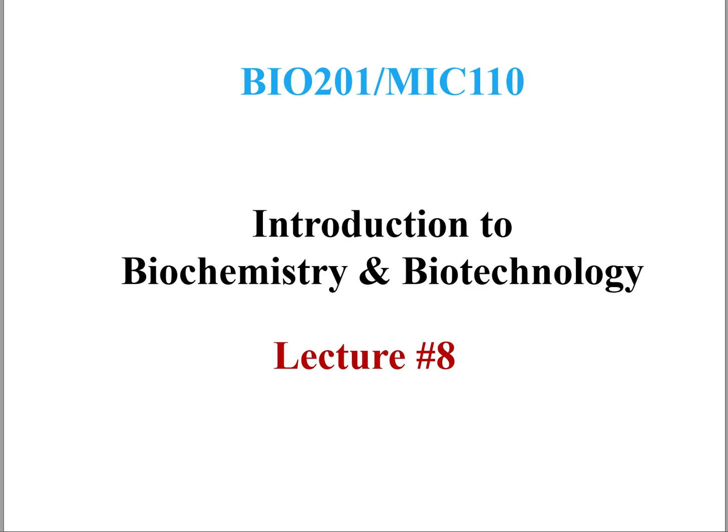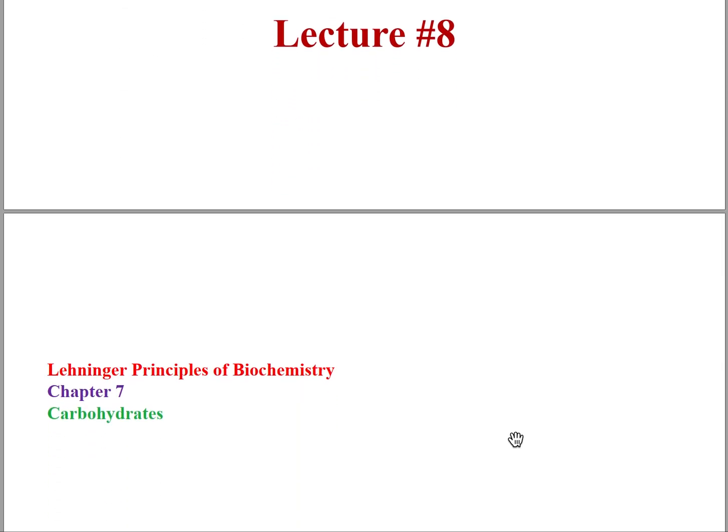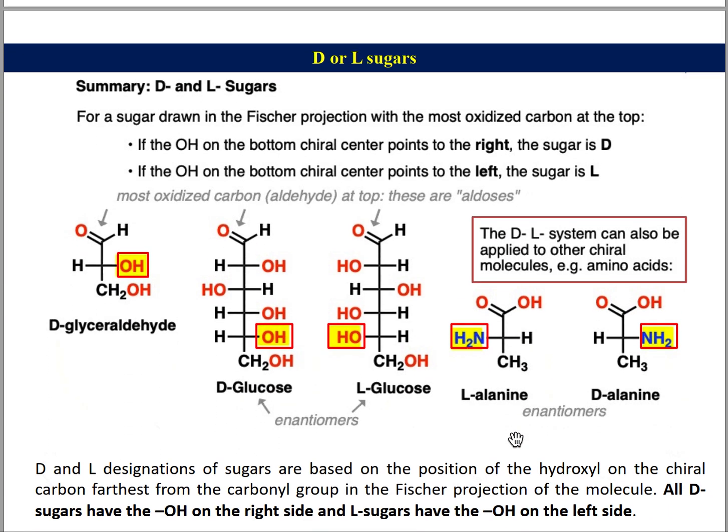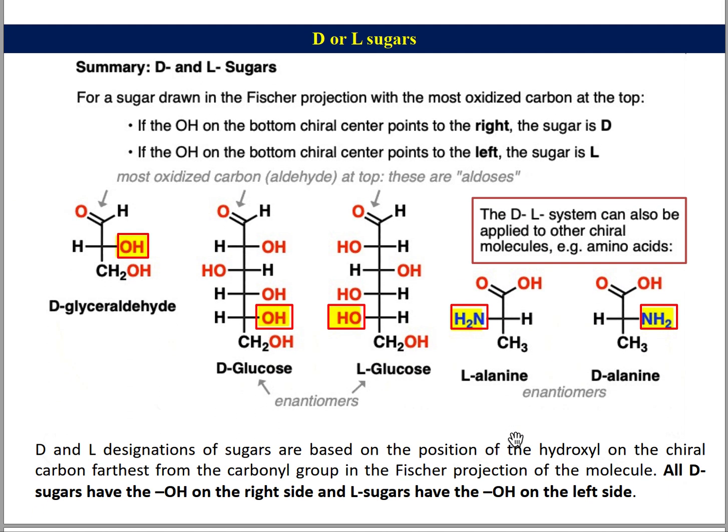In the last class we started carbohydrates and studied different structures of carbohydrates. Today let's start with D and L sugar. D means dextro and L means levo.